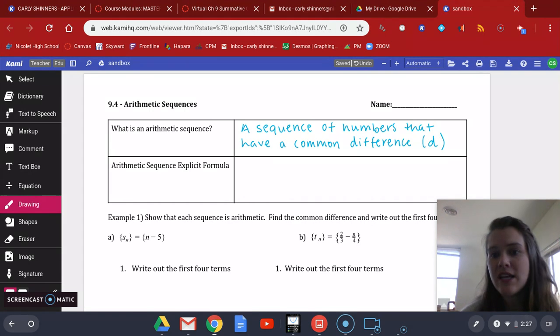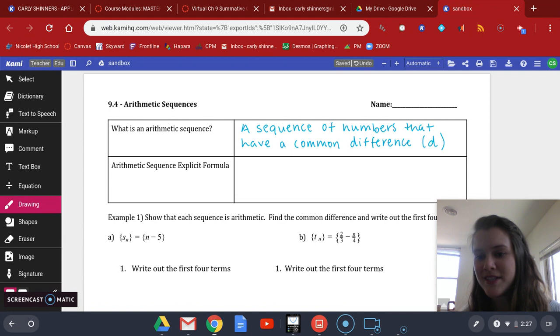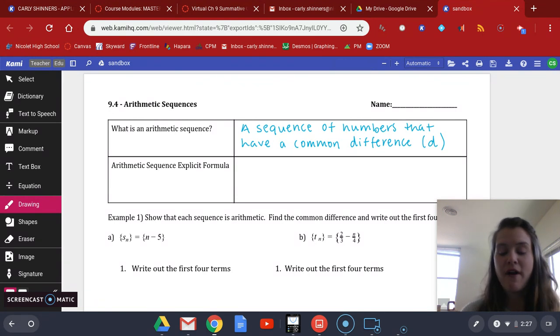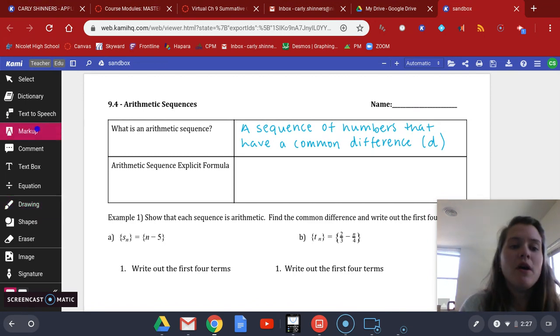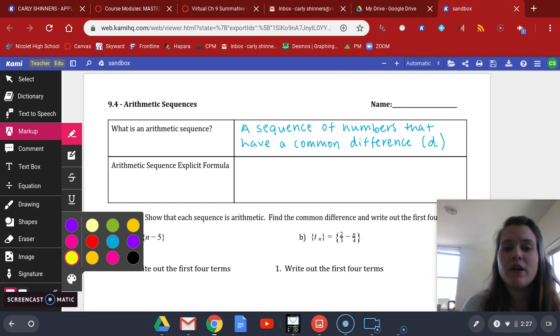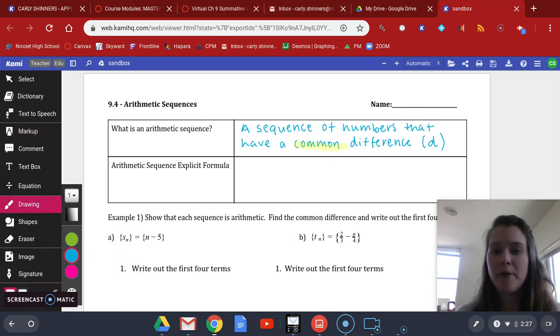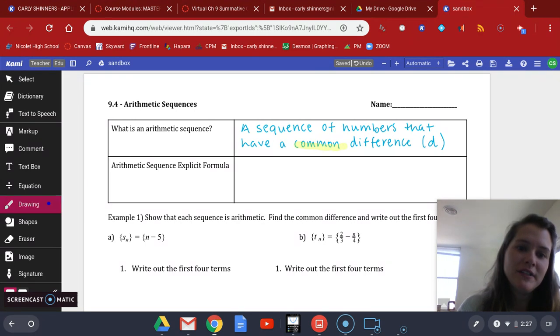As a reminder, though, it does have to be the same number. So if I'm adding 5 each time, I need to be adding 5 to every term to get to the next term. A common misconception is, okay, if I'm adding 1, then I'm adding 2, then I'm adding 3, then I'm adding 4. Yes, you are adding, but that would not be an arithmetic sequence because you're not adding by the same number. So pay close attention to the word common here, because it has to be the same difference that we're adding or subtracting by.